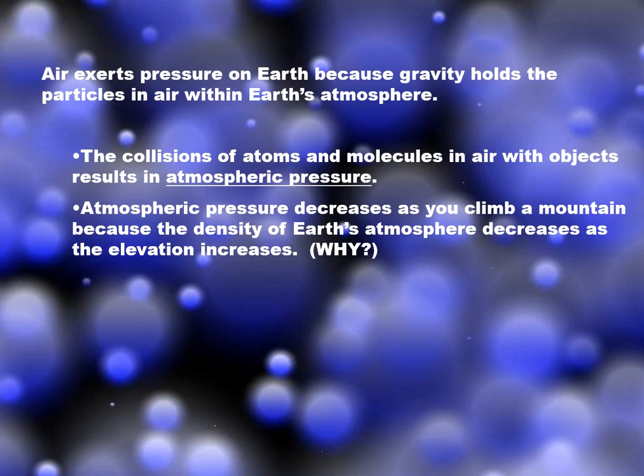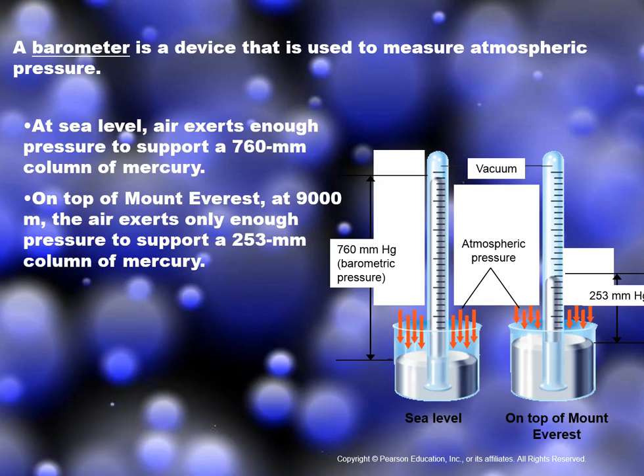Now, as you climb up a mountain, the density decreases, and as the density decreases, the atmospheric pressure decreases. So why does the density decrease? Well, the further away you get from the surface of the earth, the fewer particles you have, because gravity pulls those particles closer to the surface of the earth. So the higher up a mountain you go, it's less dense, and you have less atmospheric pressure because there are fewer particles colliding with the surface of the earth.